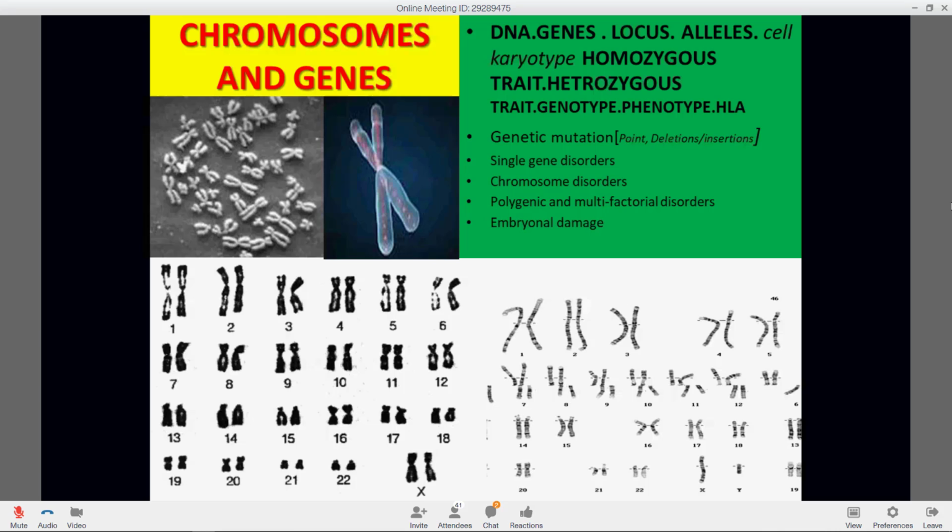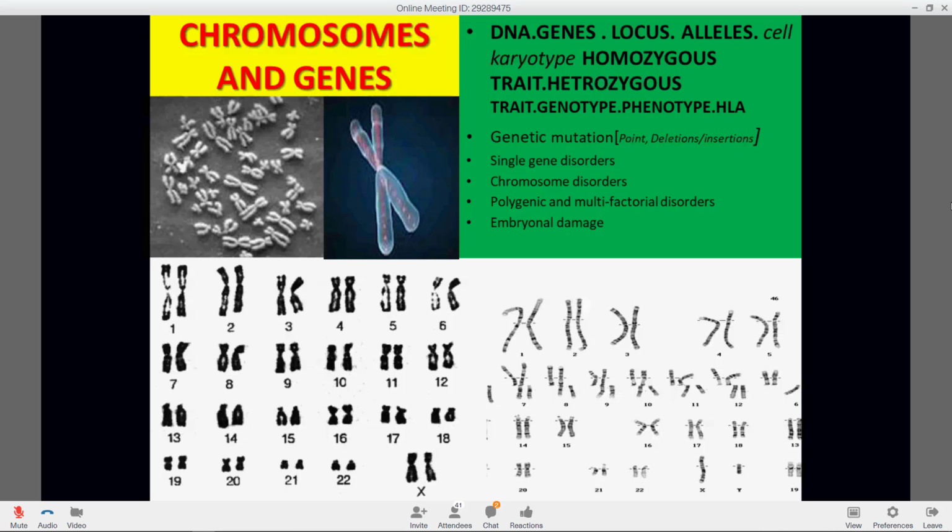Chromosomes and genes. In the nucleus of any cells in the body, there are chromosomes. The chromosomes are a molecule of DNA, deoxyribonucleic acid. In human beings, all cells contain 46 chromosomes. 44 of them are called autosomal chromosomes and 2 are sex chromosomes.